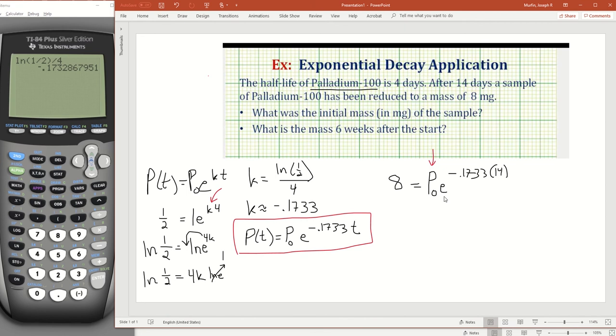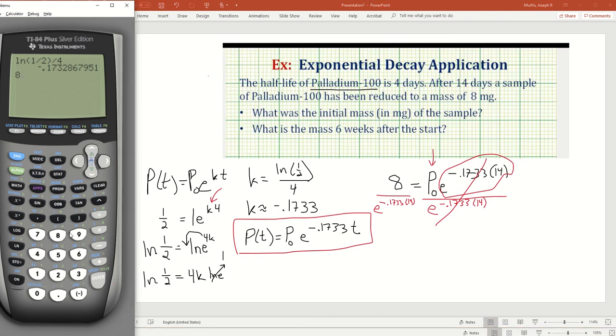right here. And what's nice about this is that remember that e is just a number, and so when you raise e to a power, that's just one big number. So this is just some number. So what we can do is I can just take 8, I can just divide both sides by this number here, and then we should have this thing solved for p sub 0. So I'll just go ahead and write it all out just so everybody is clear on what I'm doing. So I'm going to divide both sides by this e to the negative 0.1733 times 14. And then, of course, on the right-hand side, this divides out. And then what I'm left with is going to be the p sub 0.